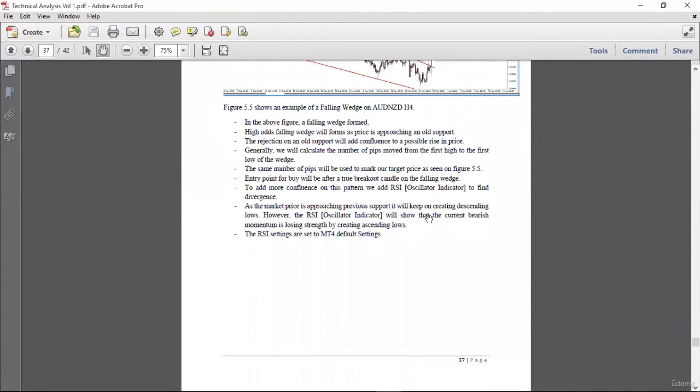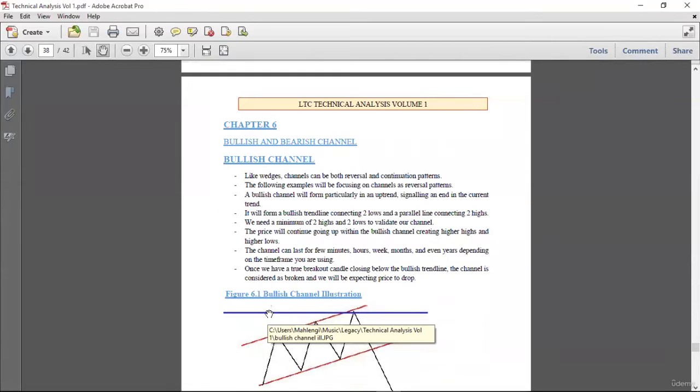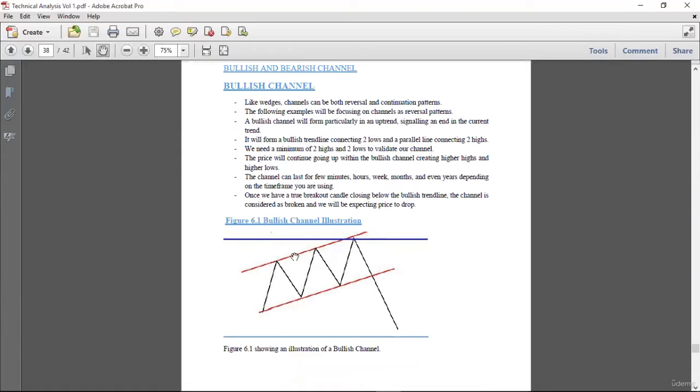We're just going to move on to the channels and then we'll look at all the examples on MT4. Channels are exactly the same as your wedges. It's just that they are moving in parallel, creating higher highs and higher lows, but they are not narrowing towards the end. They are parallel like this. They can't be steeper than this, but this is what it will look like.